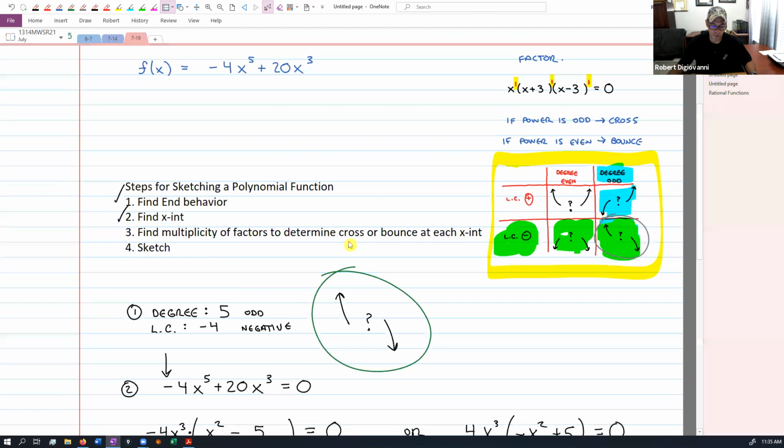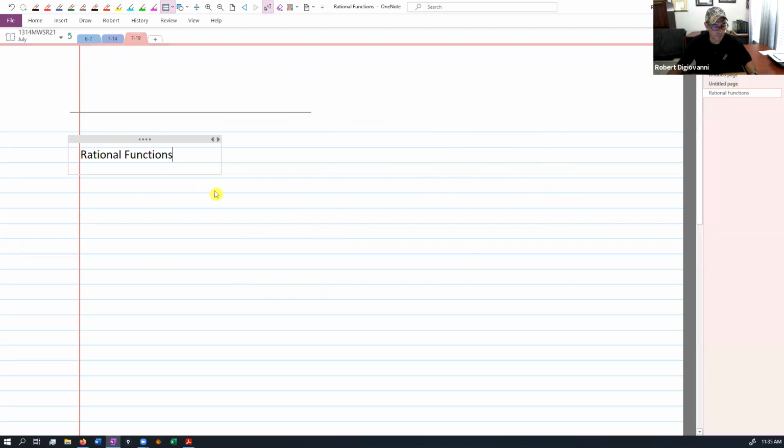So now, rational functions. So I think what I'm going to do for rational functions is I'm actually going to start by explaining where they're used in the real world. And then we'll start looking at them, instead of us doing everything and then me telling you where they're used.